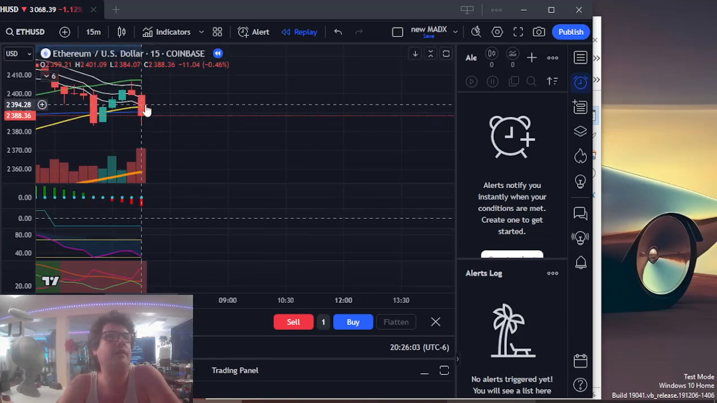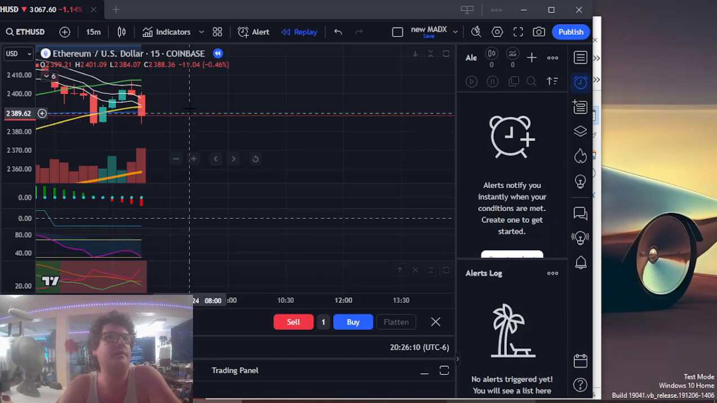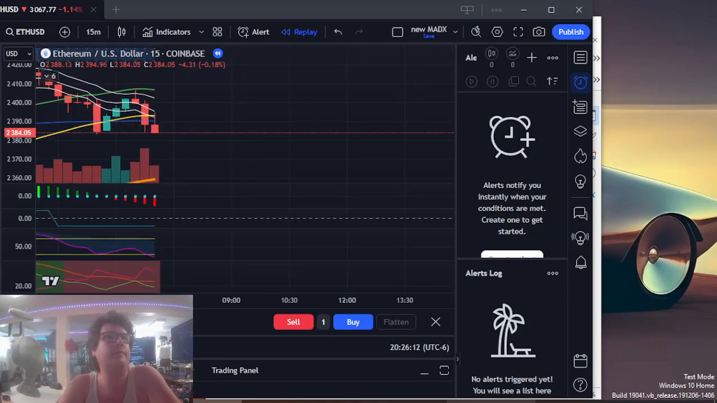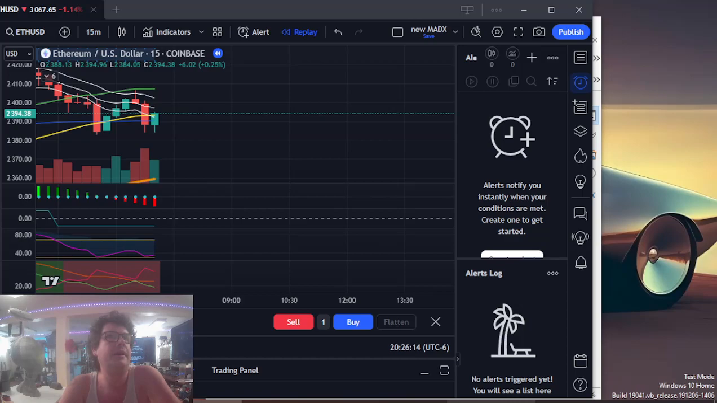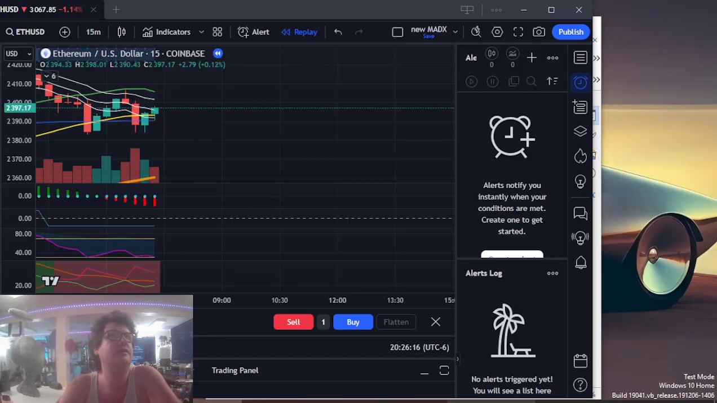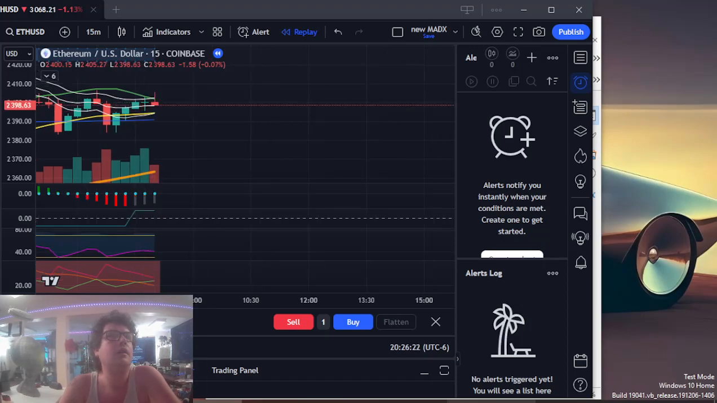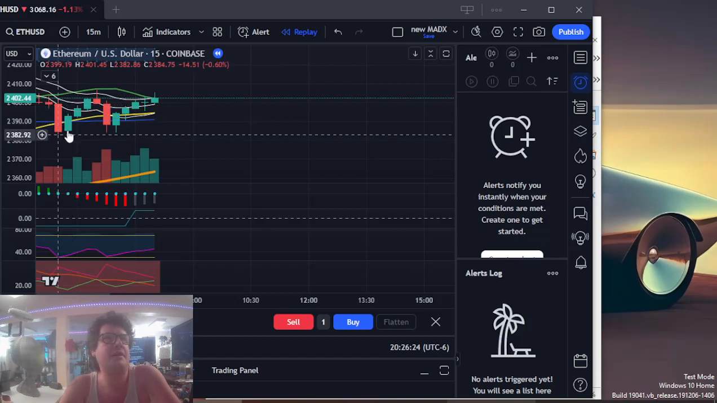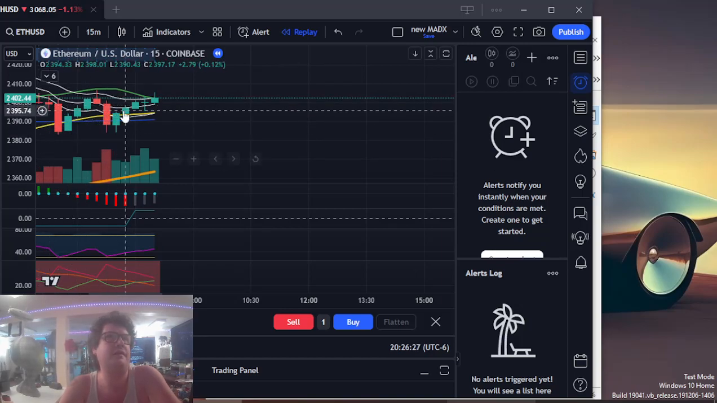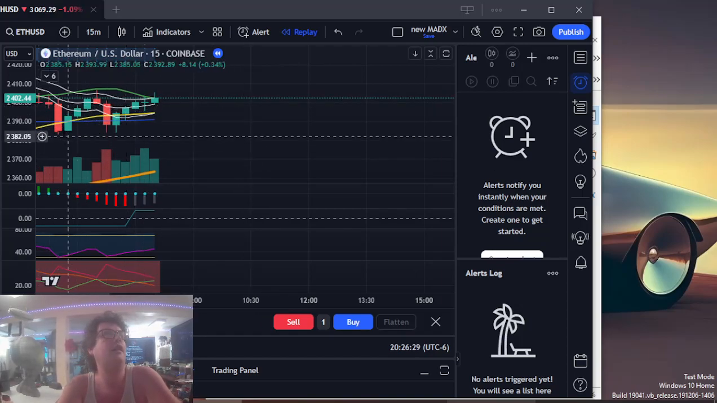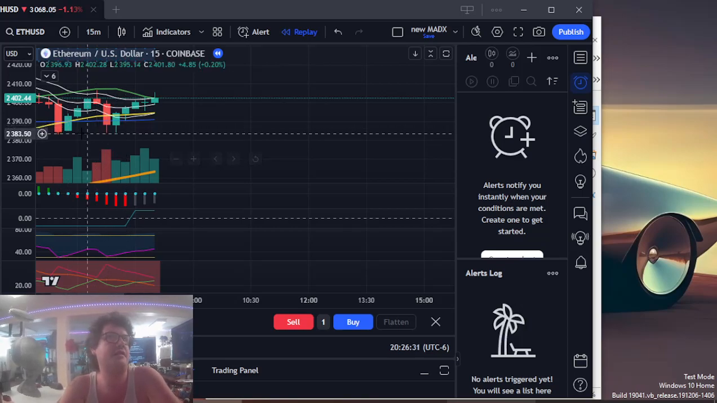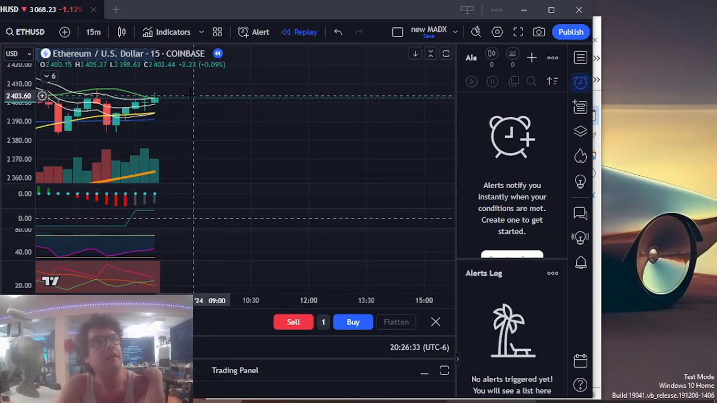Alright. 1, 2, 3. Not quite there. 1, 2, 3. Nope. And I bet that's going up. Yep. I said that because it looks like an ascending double bottom kind of thing. Plus we got more volume on the second one than the first.